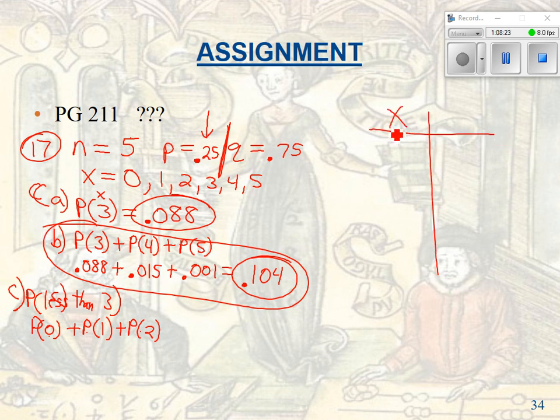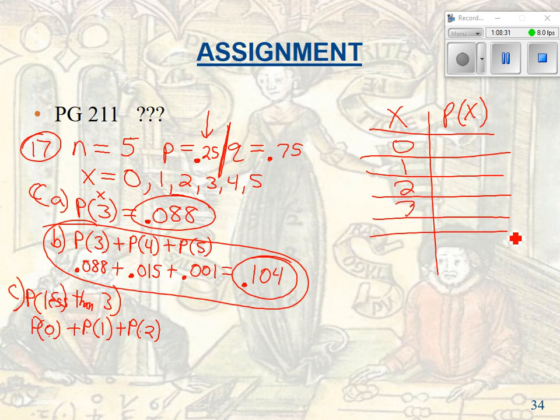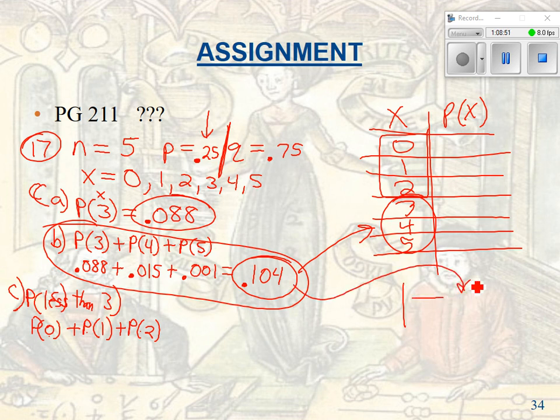If we made our chart like Lily just said, we got 0, 1, 2, 3, 4, and 5. We just found the probability of those 3. The only thing left are these 3. All of them total up to 1, so if we take 1 minus that answer, that gives us all of this probability here.